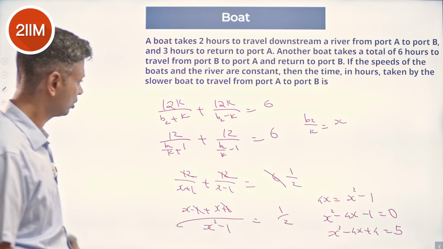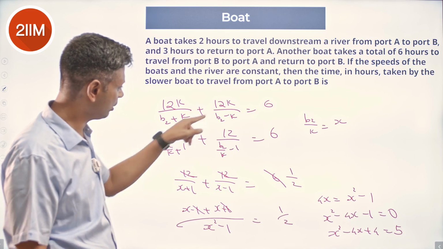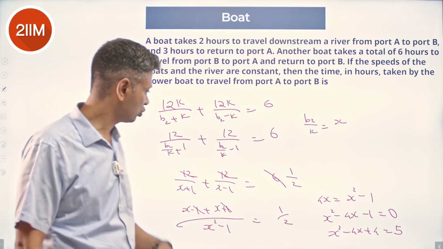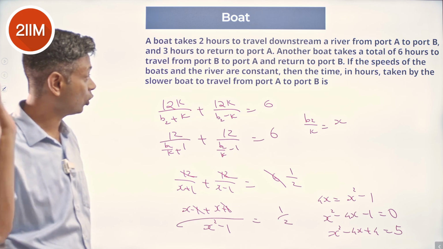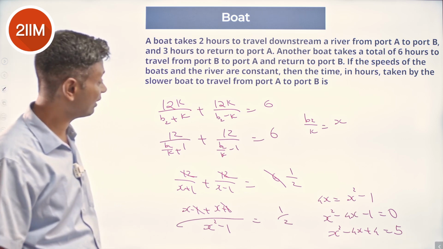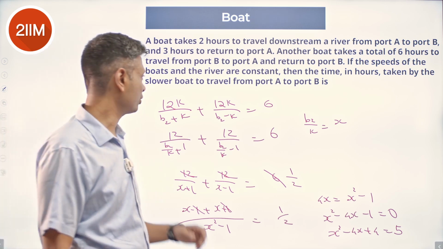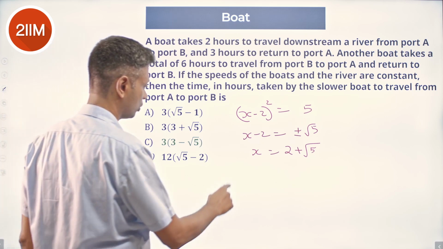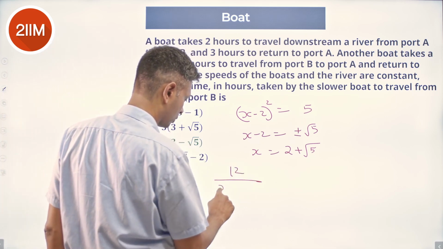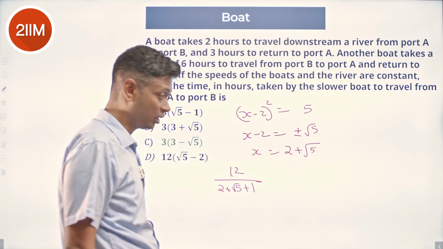Now we come back to this. The time taken here, this is 12 by x minus 1. This is 12 by x plus 1. We're talking about time taken to go downstream. Slower boat to travel from A to B. It should be the shorter time. It should be this 12 by x plus 1. I'm going to substitute that. We're going to talk about 12 by 2 plus root 5 plus 1. 12 by 3 plus root 5.